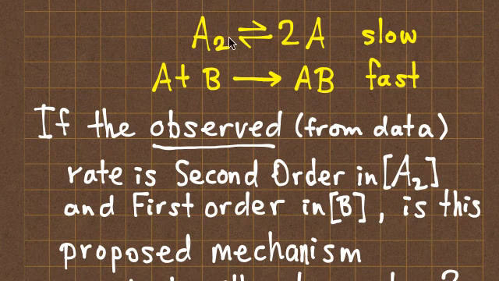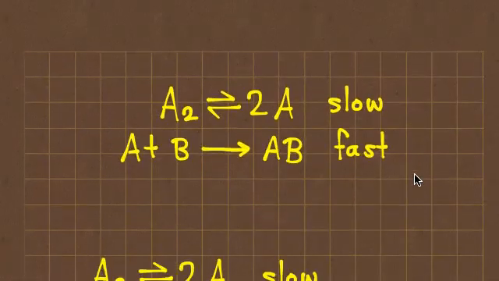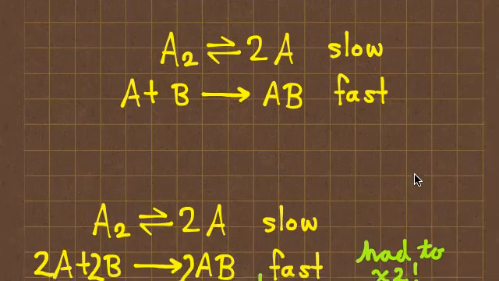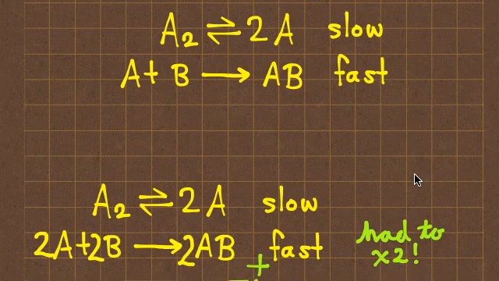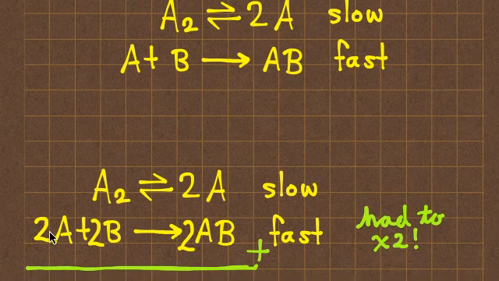So the slow step. Yeah, that's what I want to focus on in a minute. And if you're really quick, you've already beaten me to the punch. If I'm second order in A2, well, I rephrased down here. If I have a slow step and a fast step, I thought initially maybe I should, to make everything work out, multiply everything times 2 here. 2 A's, 2 B's, 2 AB's.